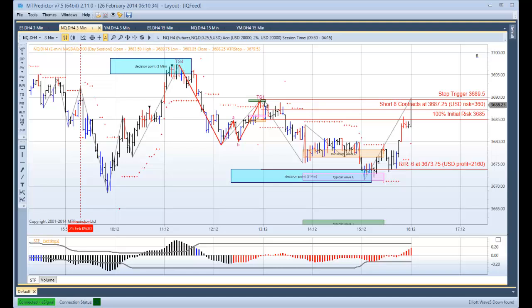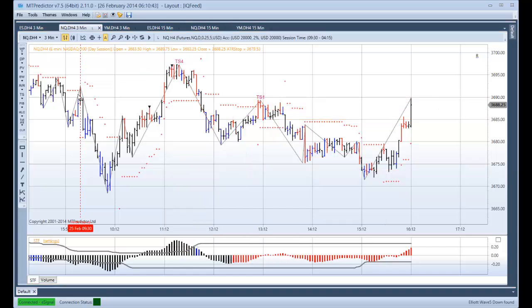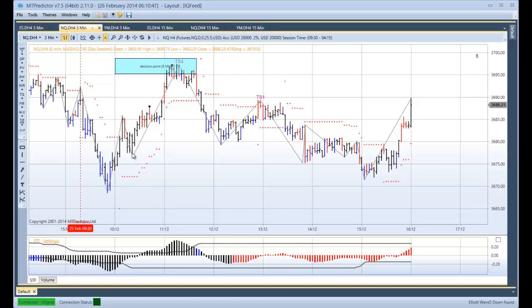Would there have been anything else going into this TS1 sell here that would have actually given us a bit more confidence? Well, let's just take the analysis off. Let's just clear everything off to start with. I'll put that level back, and that level back.